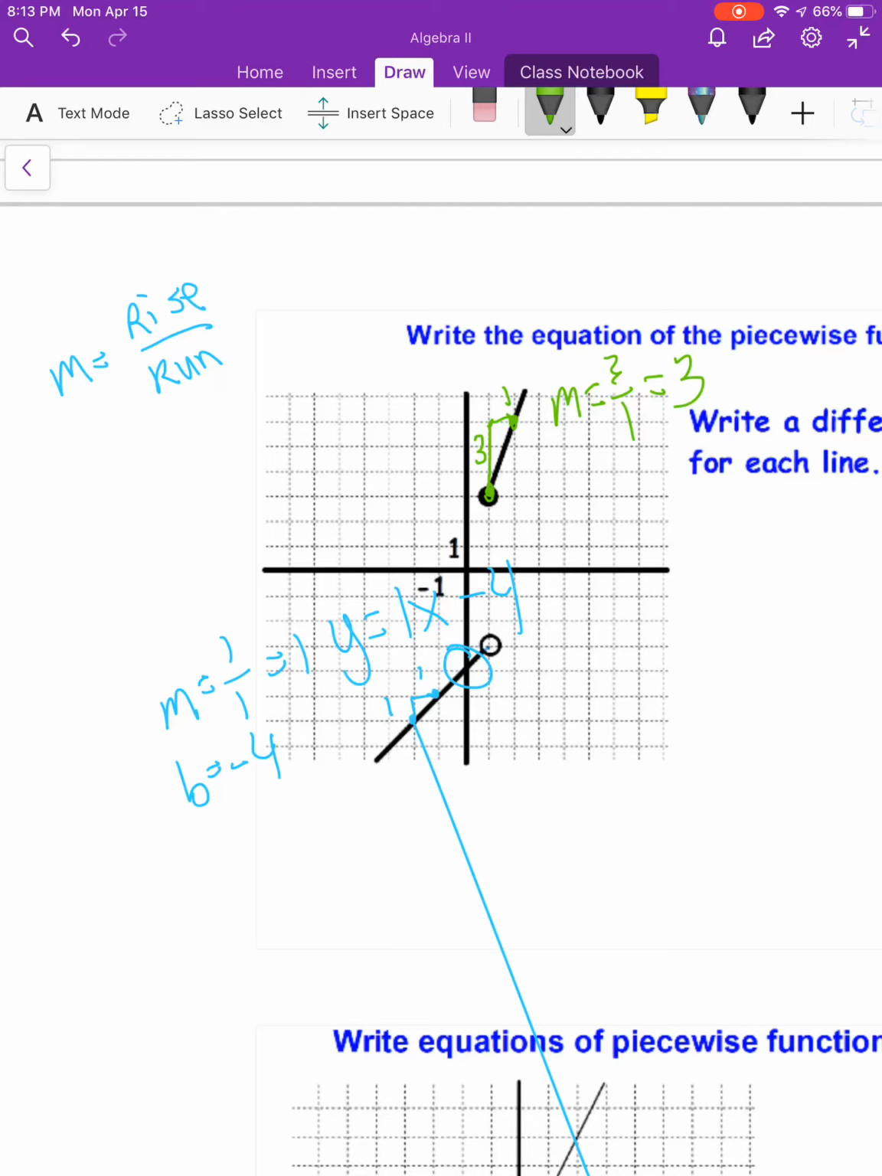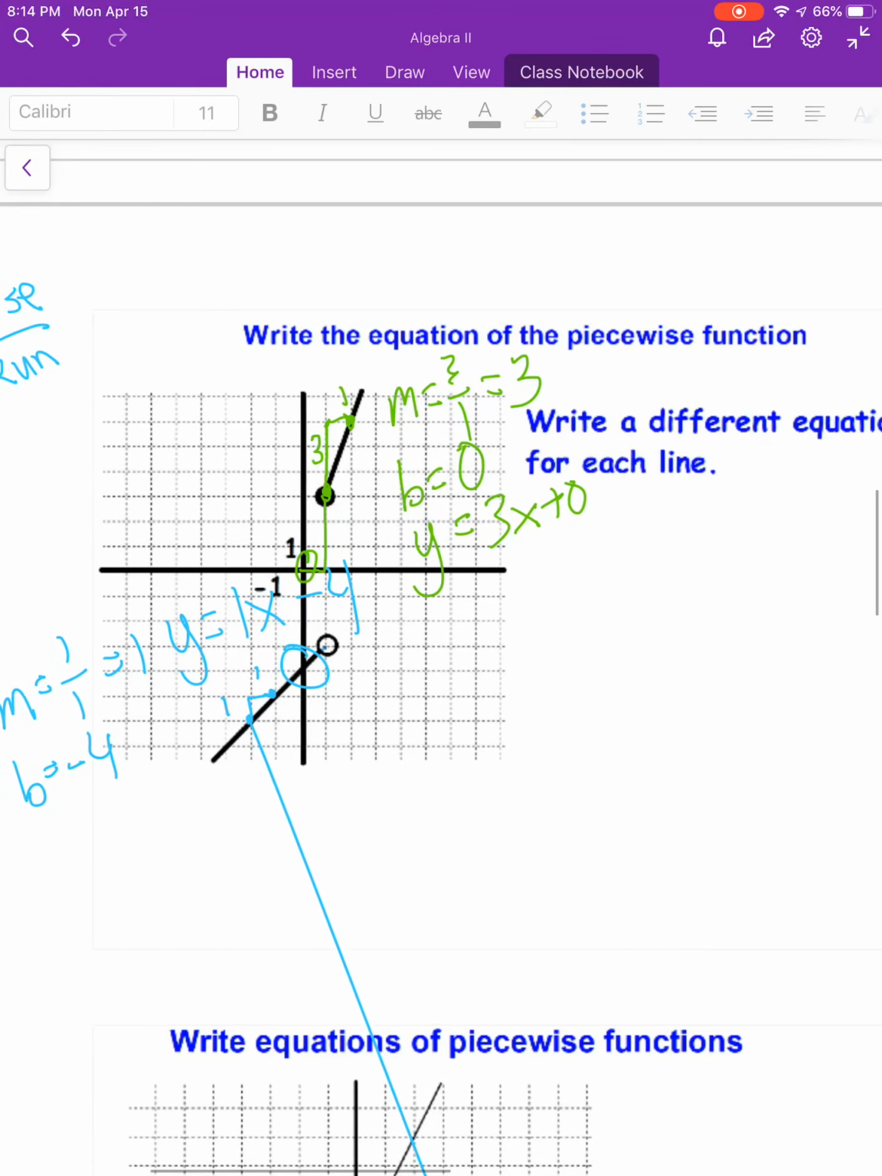Now, I don't know what the y-intercept is, so I'm going to use the slope to go backwards and go down 3 and to the left 1. I'll notice it's going to cross the y-intercept at 0. Even though my graph doesn't show that y-intercept, that doesn't mean I don't need to know that number to write the rest of my equation. So I got y is equal to 3x, and I'll put the plus 0, that's not really necessary there.